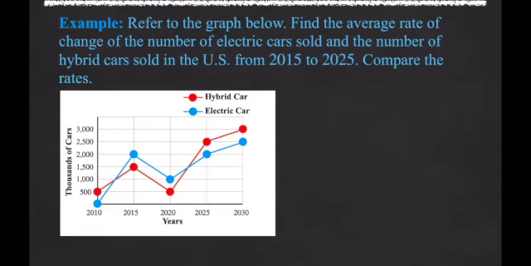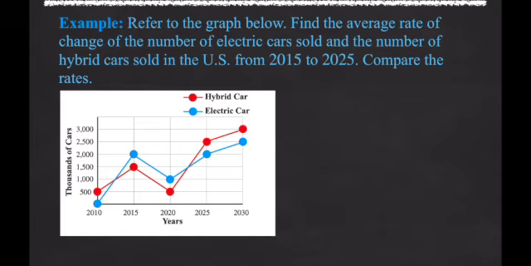Oh, we have a picture for this one. Refer to the graph below. Find the average rate of change of the number of electric cars sold and the number of hybrid cars sold in the U.S. from 2015 to 2025. This is not accurate. I'm just going to say that right now. This data is not actually what happened in these years. This is just a quick example for what we could have. Okay, so this is not accurate at all, not historically accurate in any way.